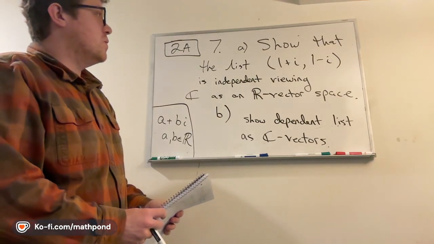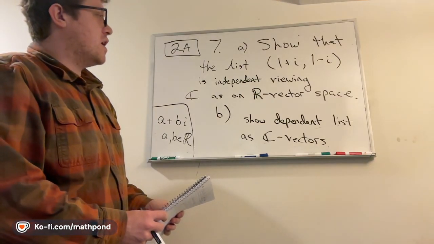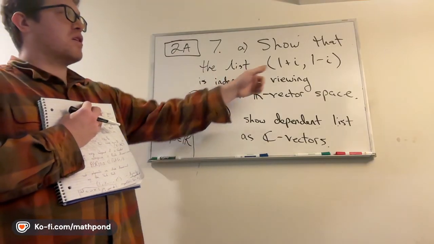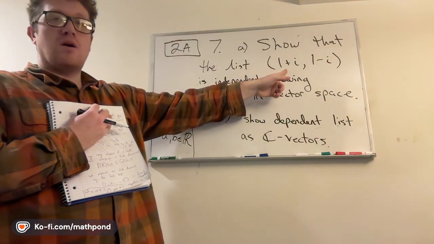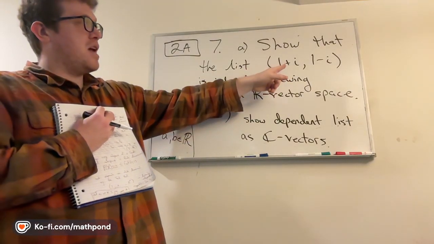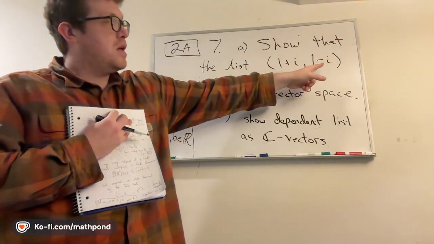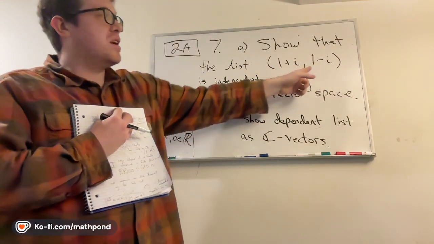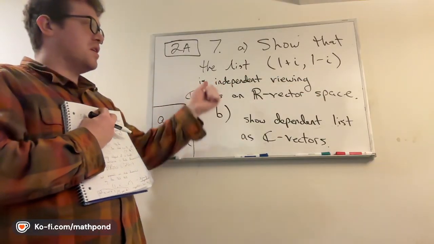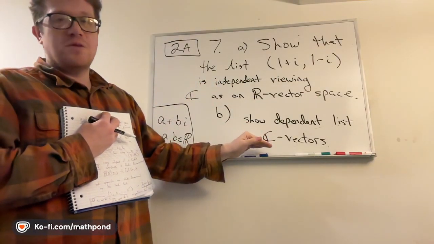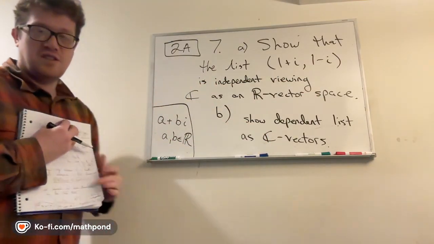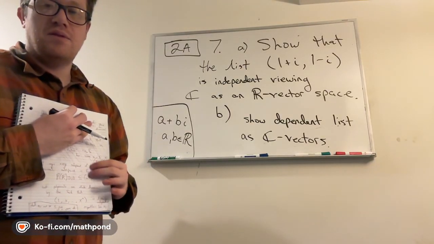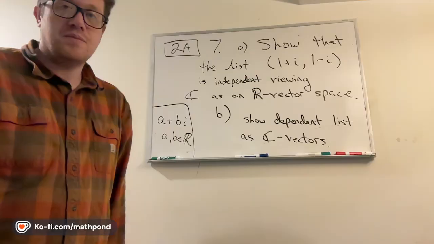Okay, so I guess we can quickly show these two things. So let's just show it's independent if the coefficients are real numbers. So a1 times the first number plus a2 times the second number equals 0 implies that a1 and a2 are both 0 if they're real numbers, but doesn't imply they're both 0 if they're complex numbers. So that's basically a rewording of what we're trying to do.